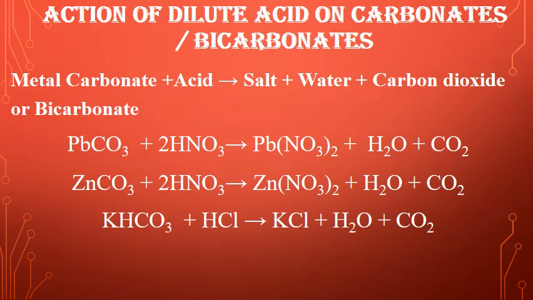Action of dilute acid on carbonates and bicarbonates. So a metal carbonate or a metal bicarbonate can react with a dilute acid and give you salt plus water plus carbon dioxide. Please make a note, it's always dilute acid and not a concentrated acid here. So it gives us salt plus water plus carbon dioxide. That's the product. So if you ever have a carbonate or bicarbonate salt reacting with acid, carbon dioxide gas is always evolved. And this gas is a colorless, odorless gas which turns lime water milky. So this point will be required in writing your observations.